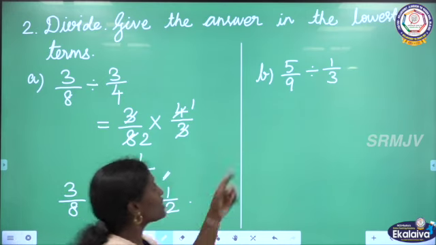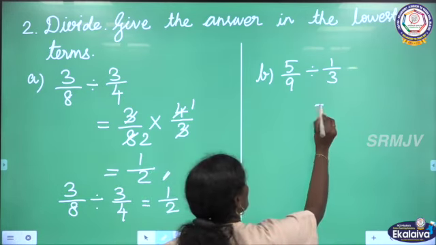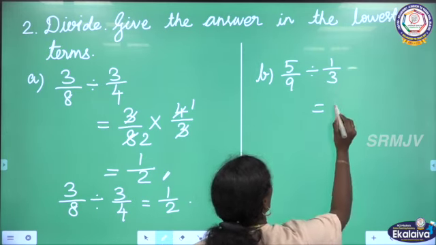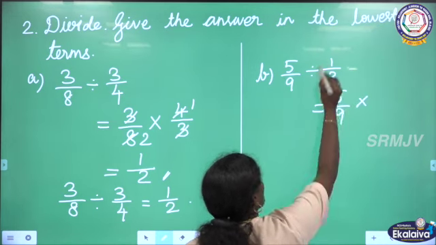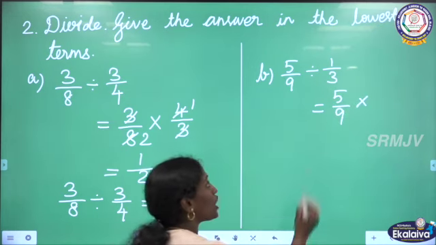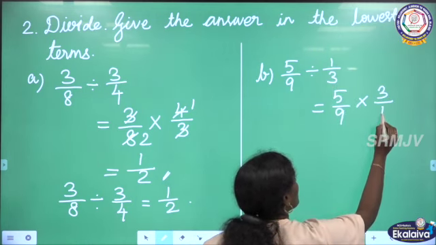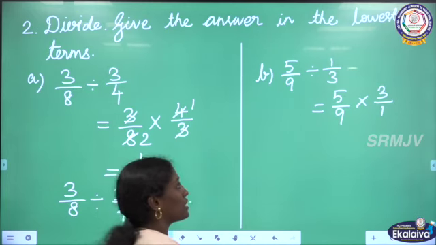The next fractions: 5 by 9 divided by 1 by 3. Here also we are going to multiply 5 by 9 by the reciprocal of 1 by 3. So 5 by 9 into, what is the reciprocal of 1 by 3? We have to write the denominator number in numerator and numerator number in denominator. So 3 by 1 is the reciprocal of 1 by 3.